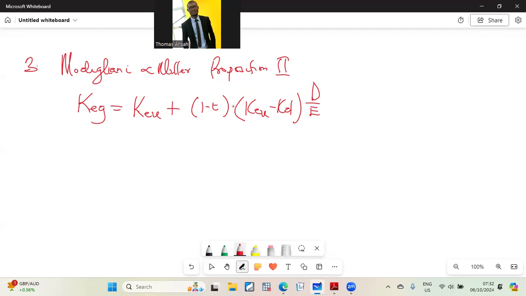So the rationale behind the Modigliani is that as a firm increases its financial leverage, gearing, that is, leverage means gearing, the risk to the equity investors also increases. So once a company increases debt, the cost of equity also increases.